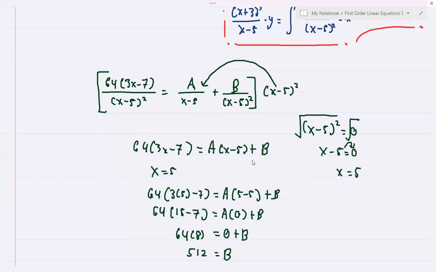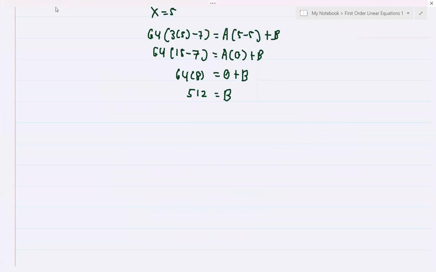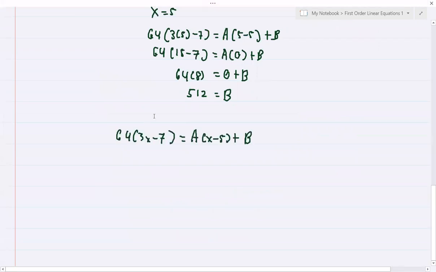Now, how will you find your A? So recall, if you have learned this in your discussion about partial fraction, what we're going to do is relate similar terms on both sides. So first, let's distribute. 64 times 3, we will have 192x. And next, 64 times 7, we will have 448. Then here we have Ax minus 5A plus B.